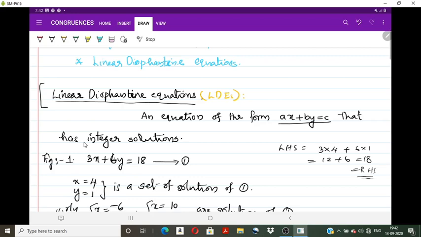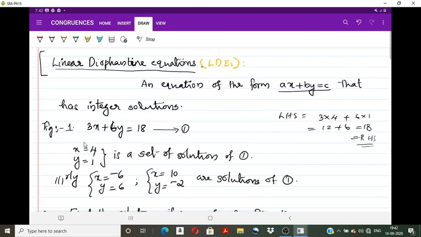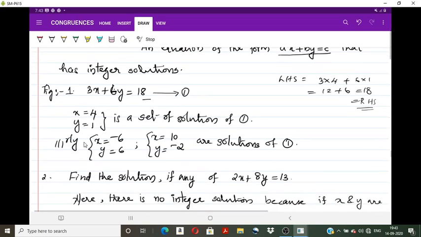Now, does the equation have this solution only? No. If we consider x equal to 10 and y equal to minus 2, this will be 3 into 10, that is 30, minus 12. 30 minus 12, which is also equal to 18. Therefore x equal to 10 and y equal to minus 2 is also a solution. That means 3x plus 6y equal to 18 is a linear Diophantine equation.